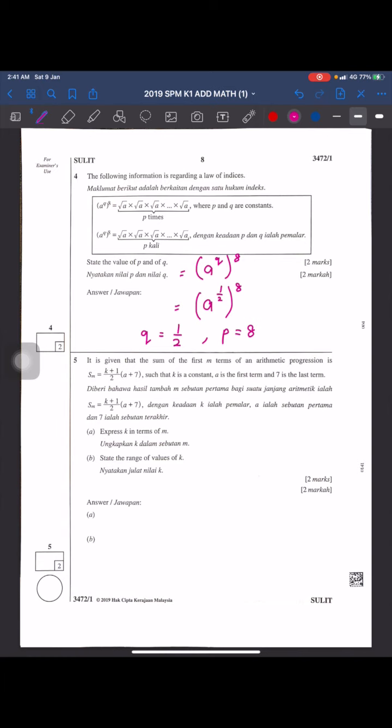Okay, so dia dah bagi the first term and the last term kan. Kalau kita ingat balik, kita pernah belajar satu formula, di mana S_n is equals to n over 2 (first term plus last term). Untuk soalan ni kita boleh cuba ubah. Kita tengok S_m is equals to m over 2, the first term is a and the last term is 7. Dua ni samalah, kita ubahkan bentuk dia sahaja. So the first part 5A, express k in term of m. Macam mana kita nak buat?